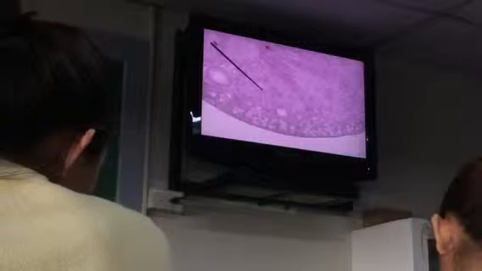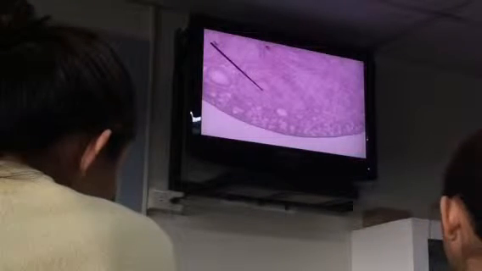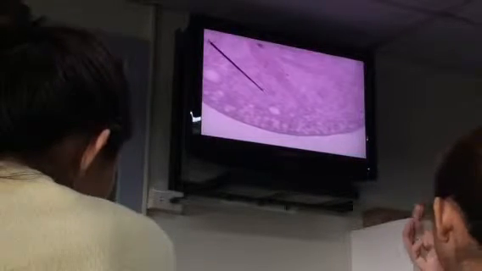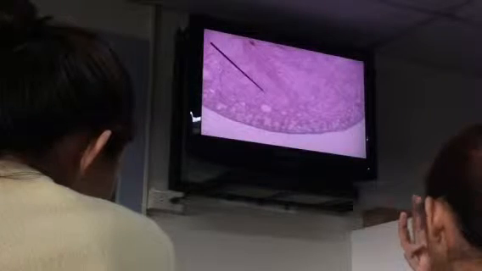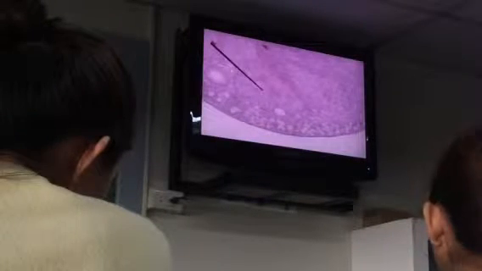This is the corpus luteum. I've shown this to you before. So again, please identify the granulosa lutein and the theca lutein. Okay? The last one I'd like to show you is the old ovary.